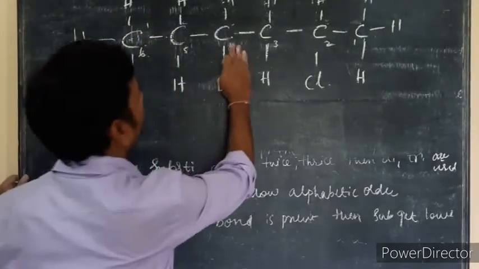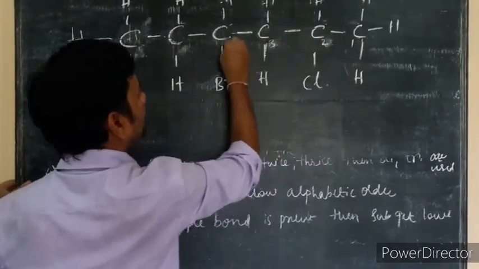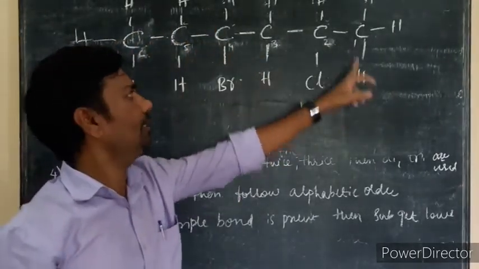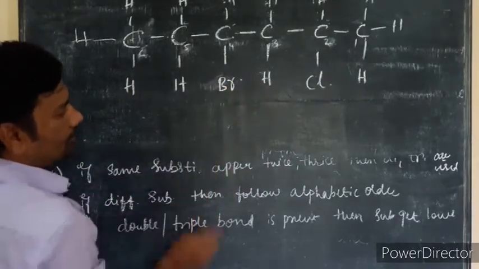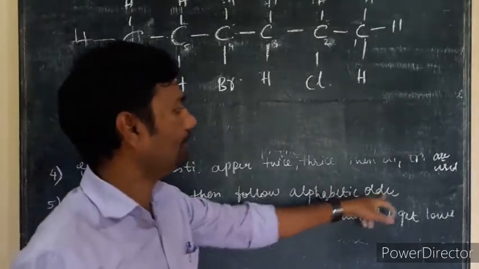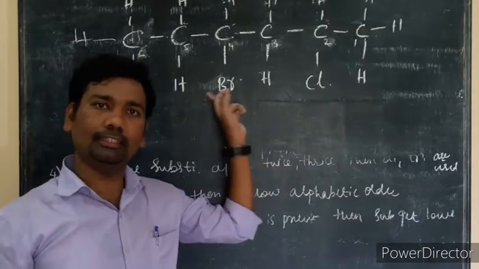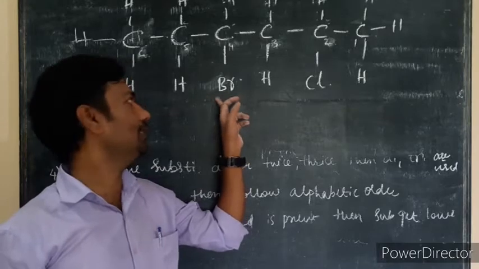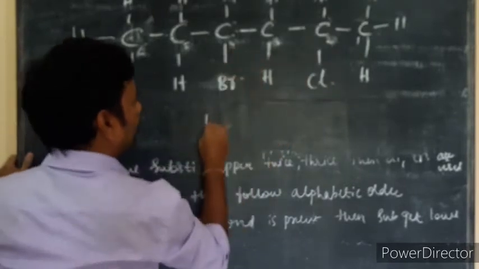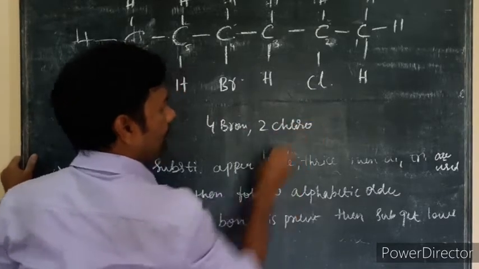If you name it, the nomenclature will be the same. I will consider from 1, 2, 3, 4, 5, 6. If you go like this it is 3, but here it is 2, so I will consider from here only. Two substituents, one is chlorine, another is bromine. If the substituents are different, follow the alphabetical order. Bromine will come first or chlorine? C, this is B. So first consider bromine, then chlorine. So it will be 4-bromo, 2-chloro.